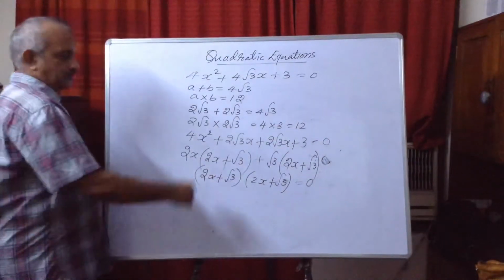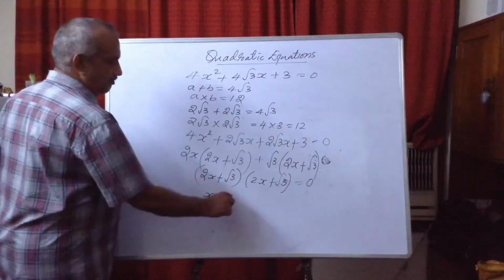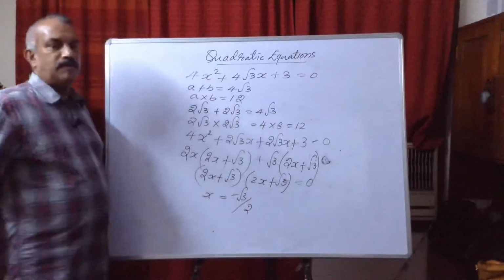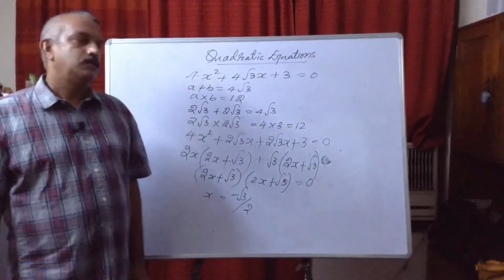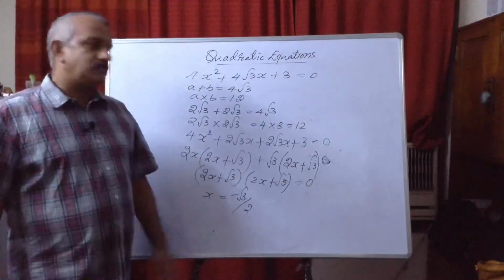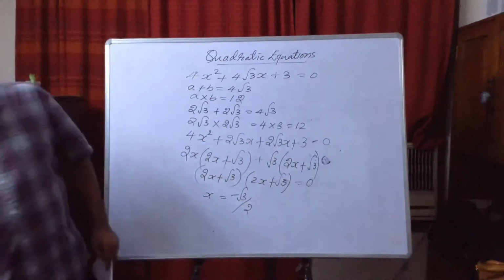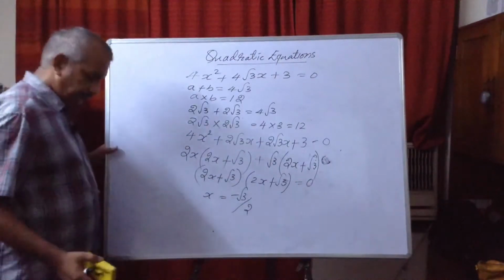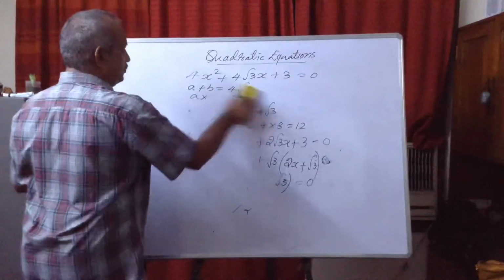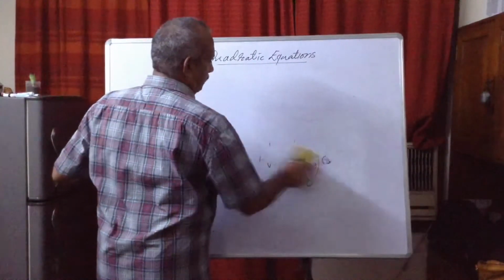Now both will get same root. If this is equal to 0, we get x is equal to minus root 3 upon 2. Here also we get same, minus root 3 upon 2. So like this we can find the answer. So same factorization only we can do. Now we'll do another question by using quadratic formula. One root question let us do with quadratic formula. Now what is quadratic formula?